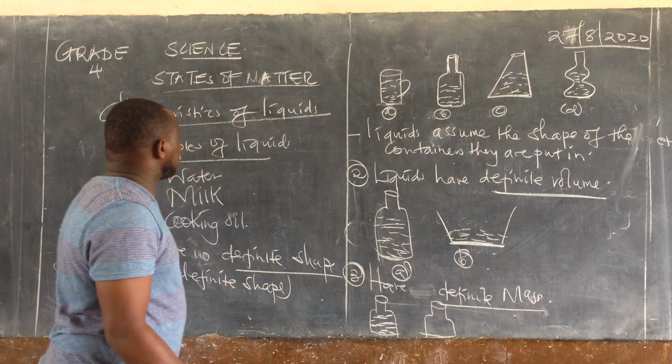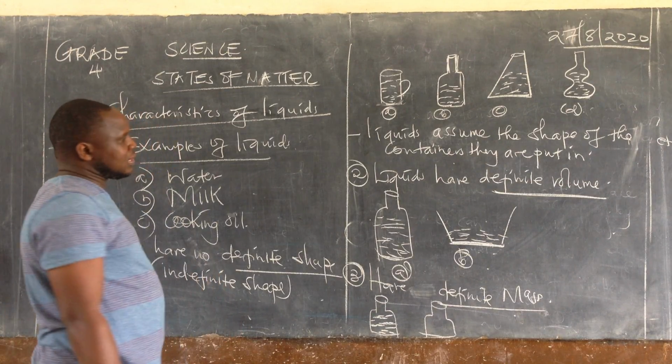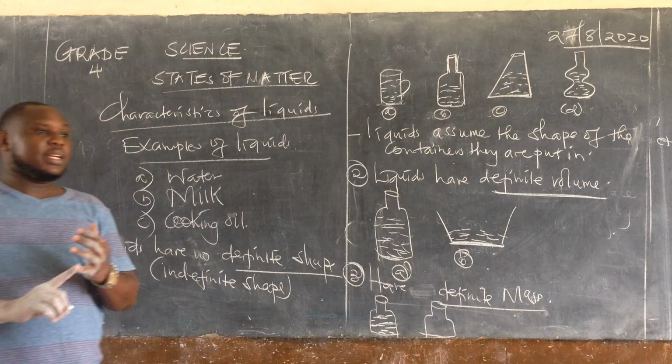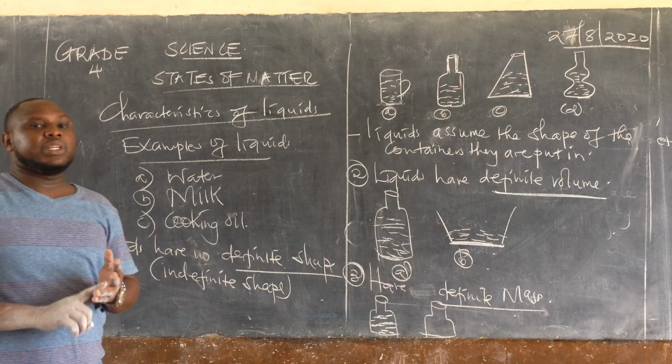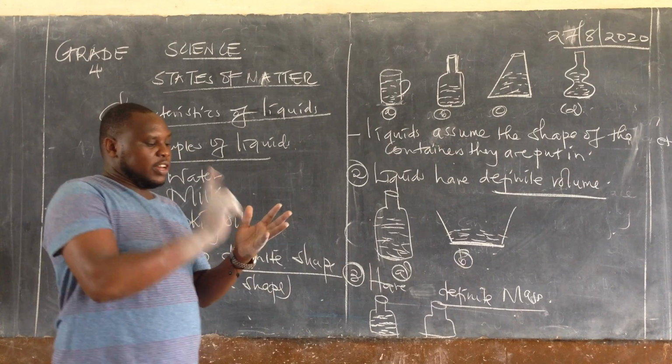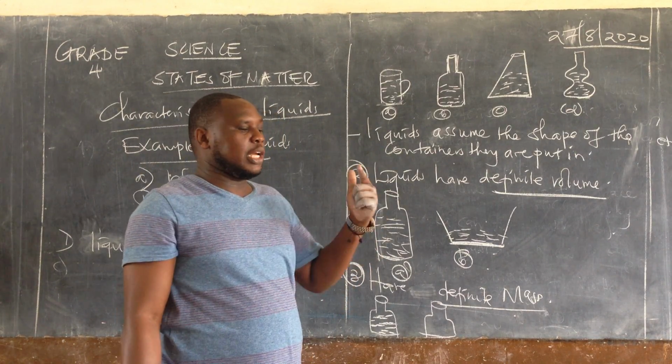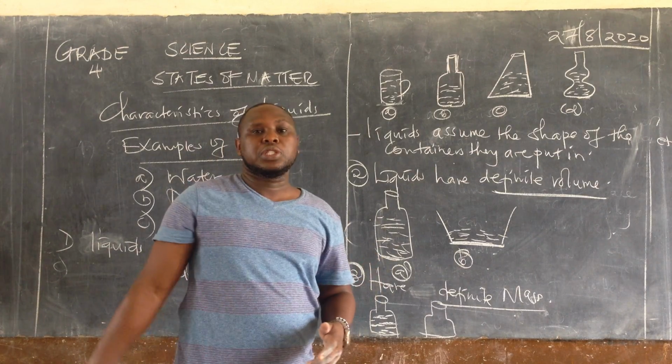So the most important points to remember is that liquids have definite mass, they have definite volume, but they have no definite shape. Definite mass, definite volume, but no definite shape. They take the shape of the containers they are put in.